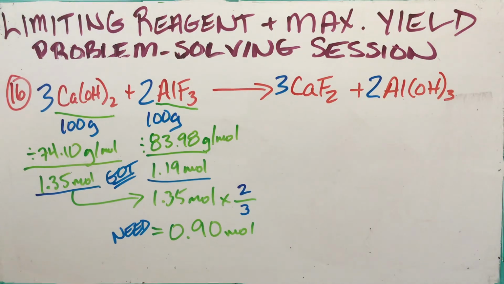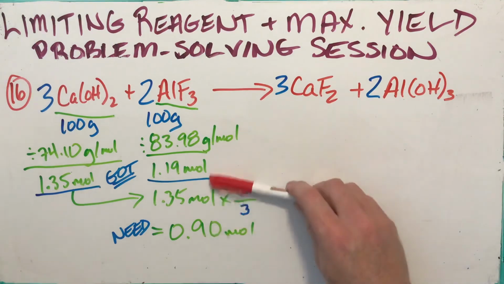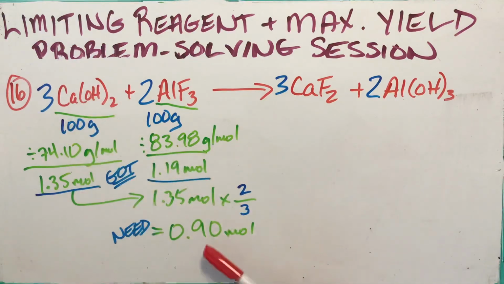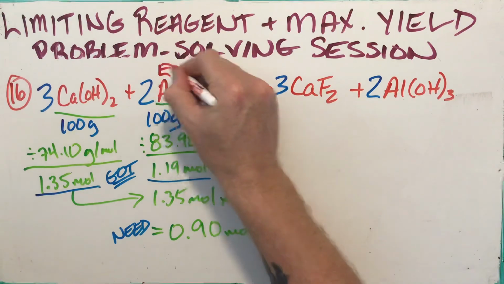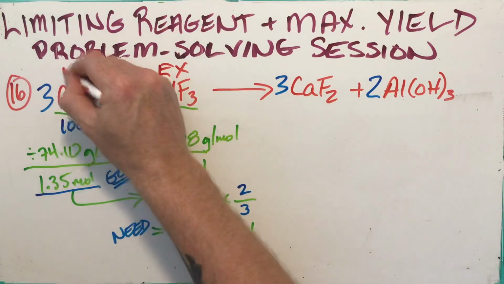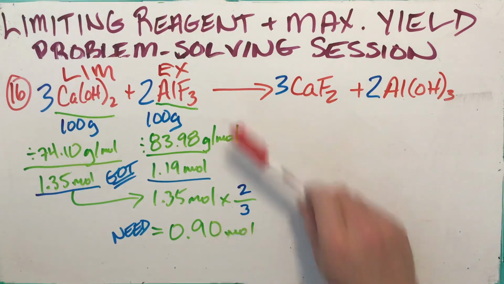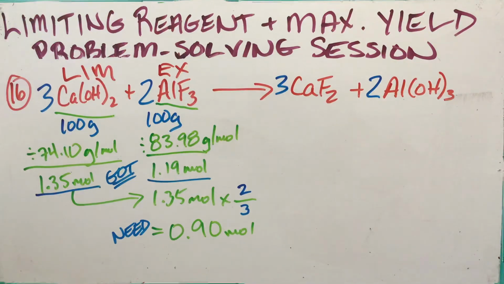So let's take a look. To burn off all of the calcium hydroxide, all 1.35 moles, I need 0.9 moles of this. The aluminum fluoride, I need 0.9 moles. I have more than 0.9. So when all this is gone, I'll need 0.9 of this. I got way more. So this is my excess reagent, and the calcium hydroxide is my limiting reagent. The question asked, how much of this excess reagent, the aluminum fluoride, is left unreacted?